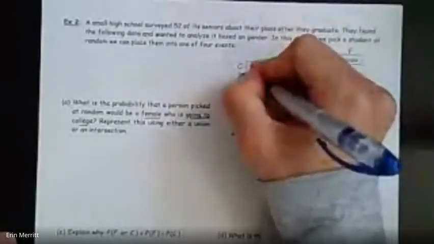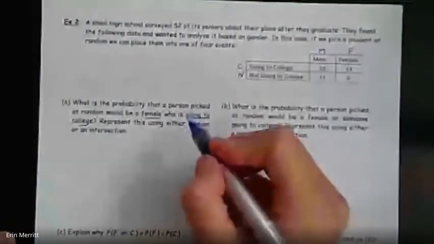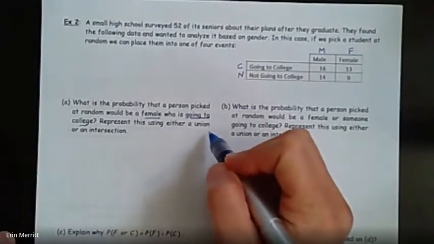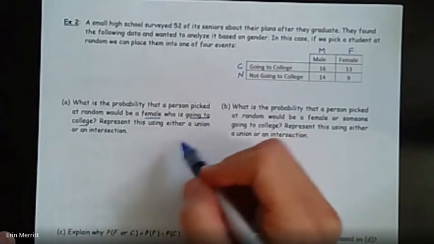For part A, what is the probability that a person picked at random would be female who is going to college? To be female and going to college, let's do a couple quick things. First of all, I'm going to call this M, call this F. We're going to say going to college, we'll call it C. And then not going to college, I'm going to call that N, just to make my notation a little easier. So when you say, what is the probability that you're female and going to college, and it asks you to represent it with a union or an intersection, think of it this way: is it one or the other, or is it both?